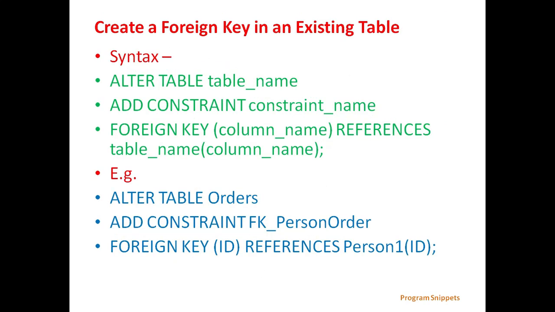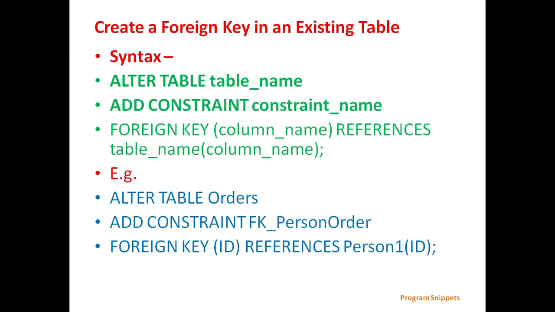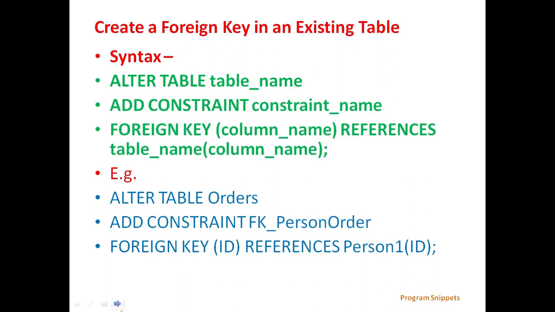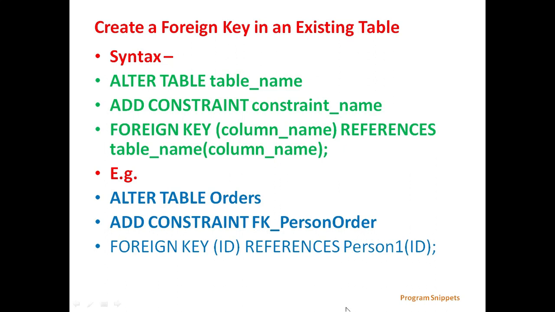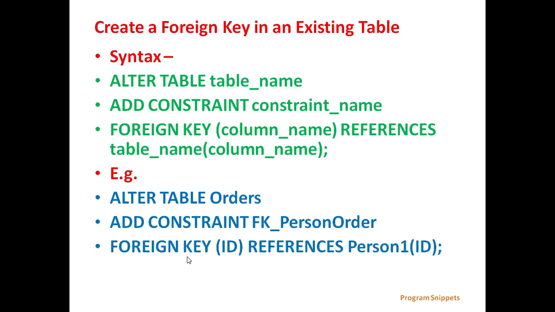We can create a foreign key on an existing table. General syntax is ALTER TABLE table name, then ADD CONSTRAINT constraint name as FOREIGN KEY, column name, REFERENCES, table name and column name. For example, ALTER TABLE orders, ADD CONSTRAINT foreign key person order, then FOREIGN KEY field name, REFERENCES person1, which is a table, and ID is a field from person1.